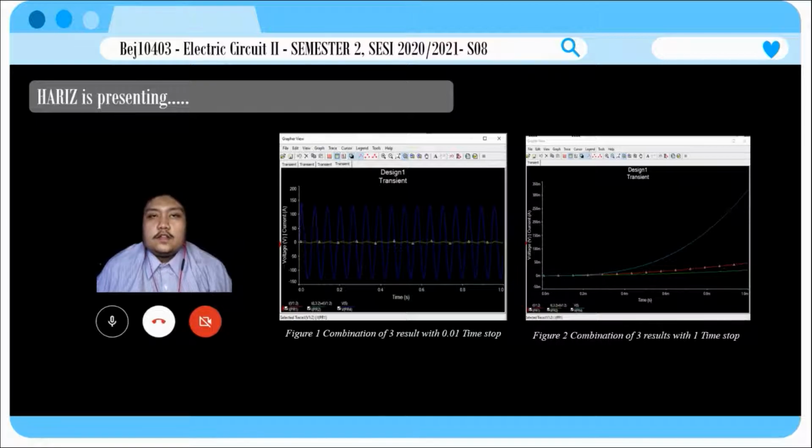For the first graph, as you can see, it is a combination of the three results with a 0.01 second time stop. The second one is the graph of a combination of three results with a 1 second time stop. You can see that red is I1, green is I2 and the blue one is the Vout.